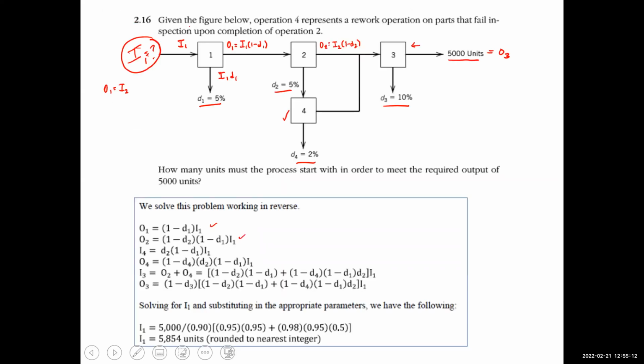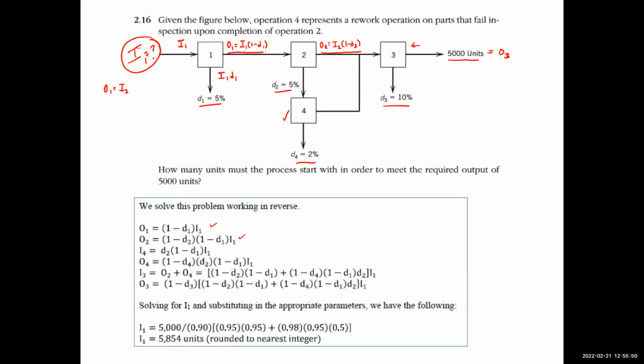So as I showed you already, O2 equals I2 times 1 minus D2. Right, so that's right here. O2 equals this. But I know that the output of 1 equals the input of 2. Right? So I can substitute O1 into I2. And I know what O1 is. I know O1 equals I1 times 1 minus D1. Right? I know that expression. So I can substitute this O1 into I2 and create a new expression that is in terms of I1, which is the unknown.